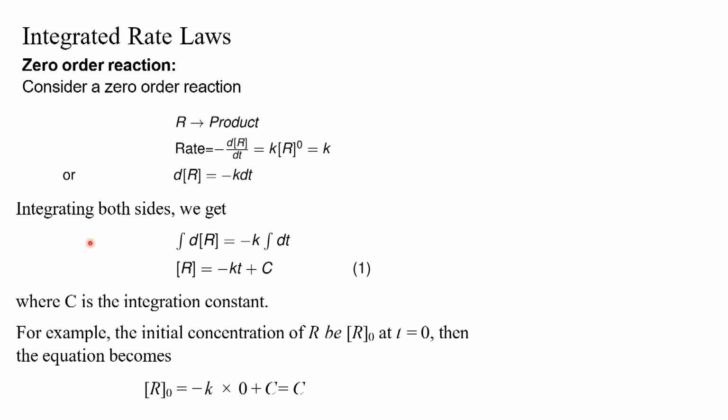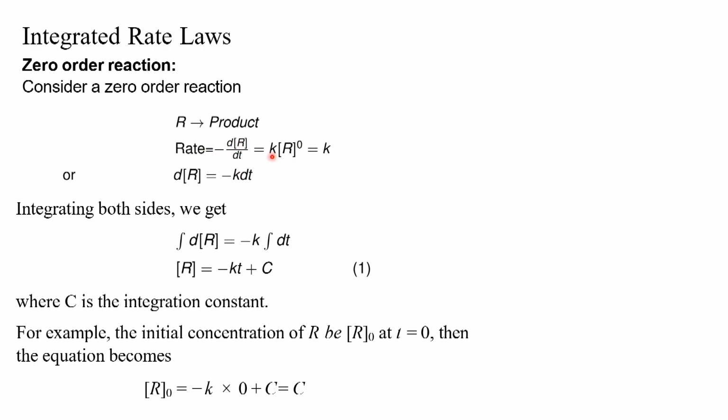So we move to integrated rate laws. First is the zero order reaction. So consider a zero order reaction, reactant R goes to product. So the rate of the reaction is minus d concentration of R by dt. The minus sign says that with time the concentration of R decreases. So t is the time here.